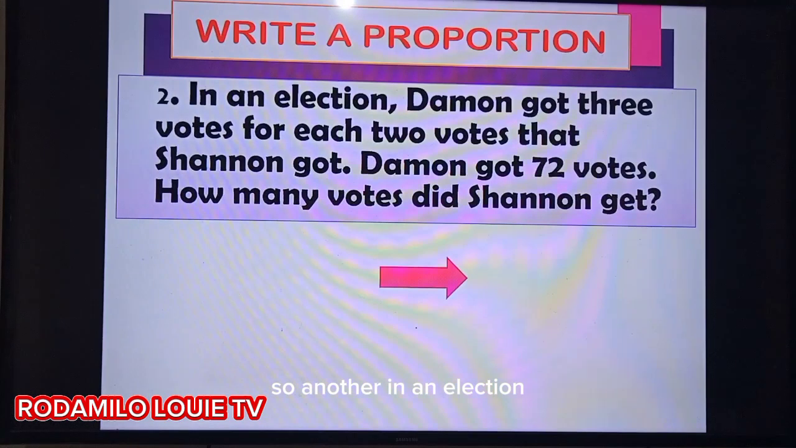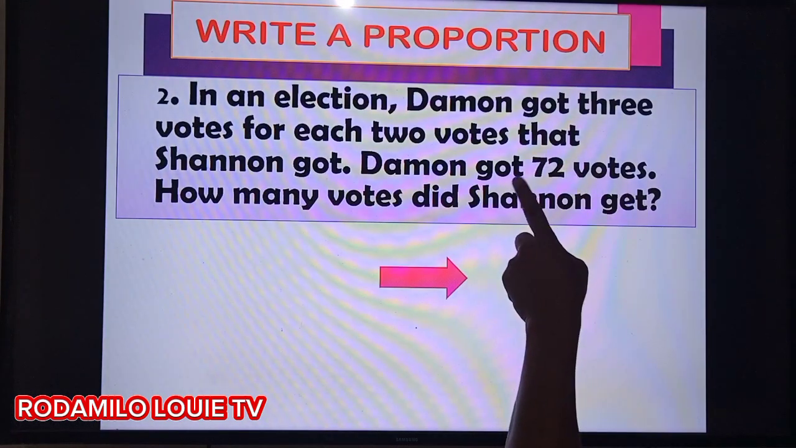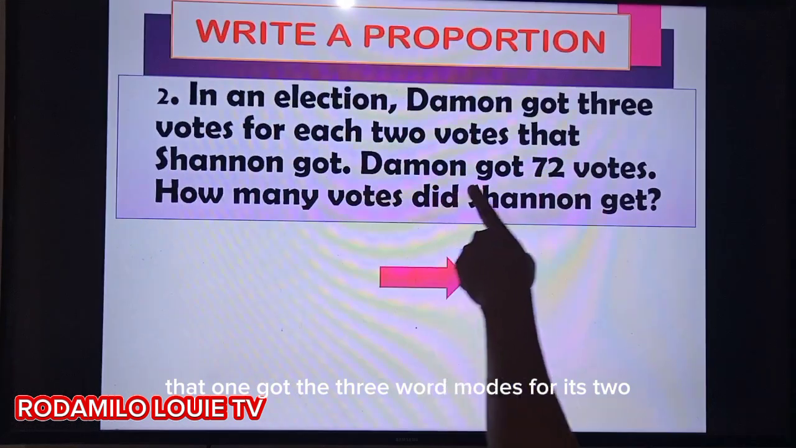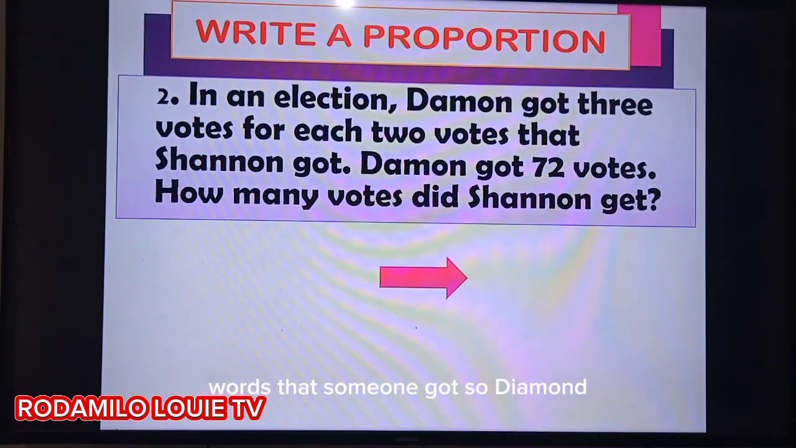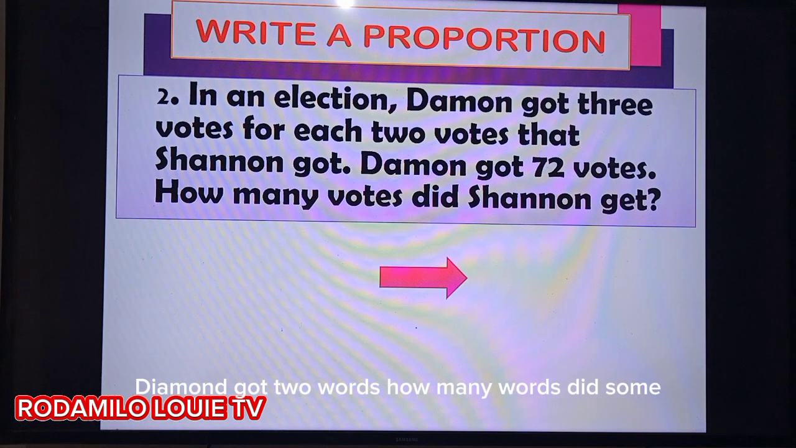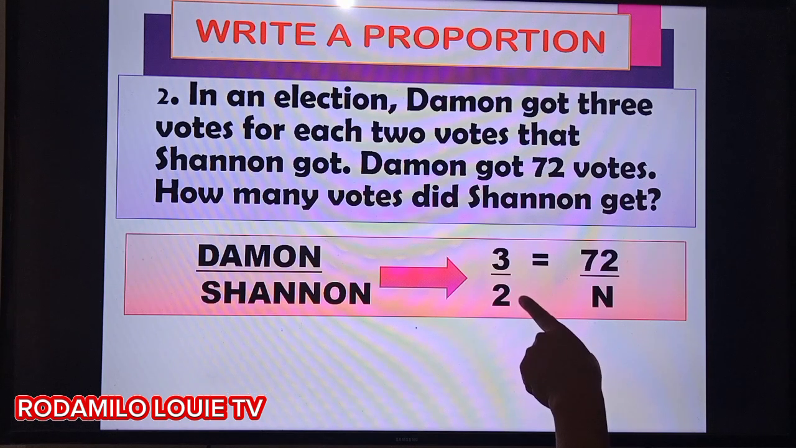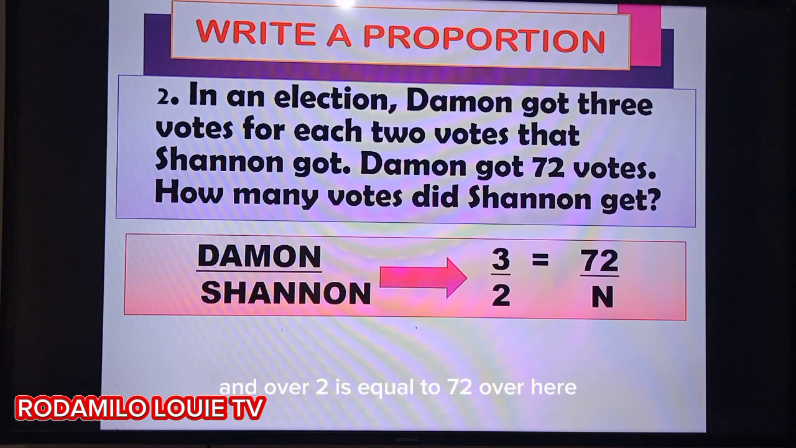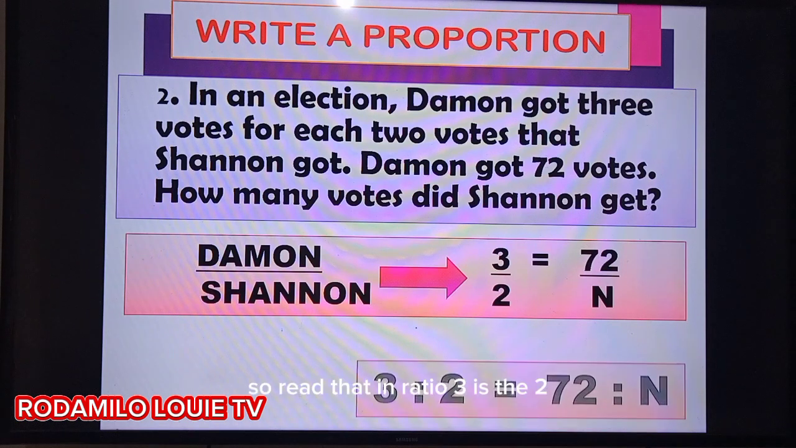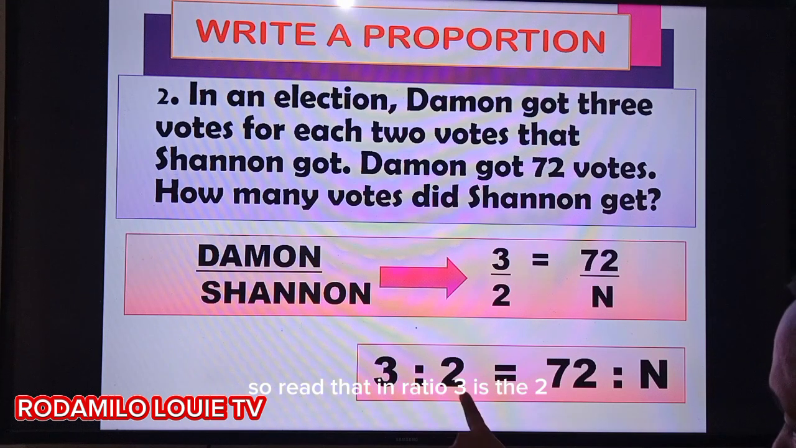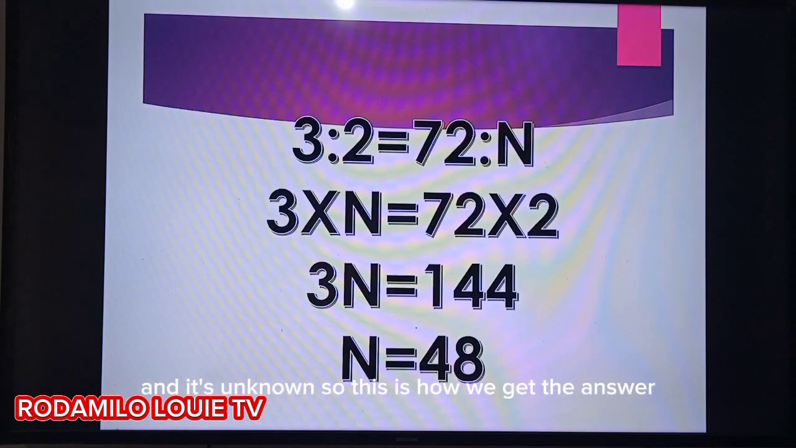Another: in an election, Damon got 3 votes for every 2 votes that Shannon got. Damon got 72 votes. How many votes did Shannon get? This is the mathematical sentence: 3 over 2 is equal to 72 over n. We write that as a ratio, 3 is to 2 is equal to 72 is to n. n is unknown, so this is how we get the answer.